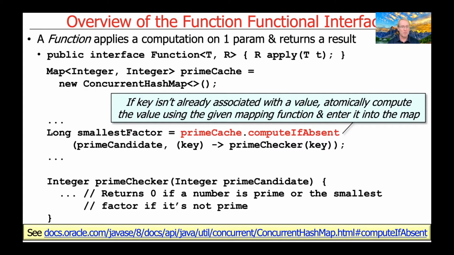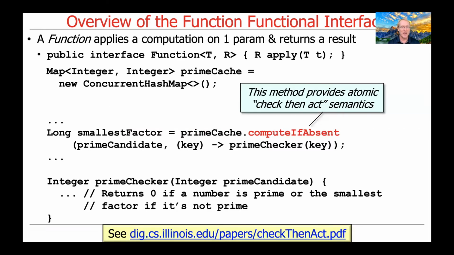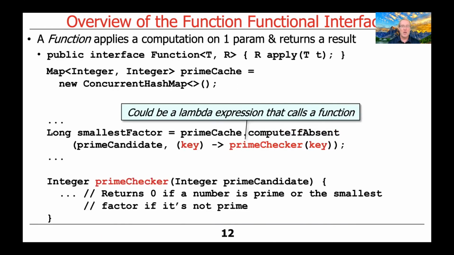So as you can see here, we're going to be passing in one of two things. And this particular method called computeIfAbsent will act as a so-called atomic check-then-act computation. You can see that that's described in the link at the bottom of the slide. We have a couple of different ways to do this. One way is to pass a lambda expression that calls a function. As you can see here, you would pass in this lambda expression that would take a key, and it would return 0 if the number is prime, or the smallest factor if it's not prime. And that's the primeChecker method you see at the bottom of the slide.